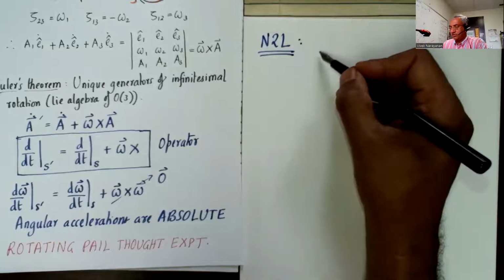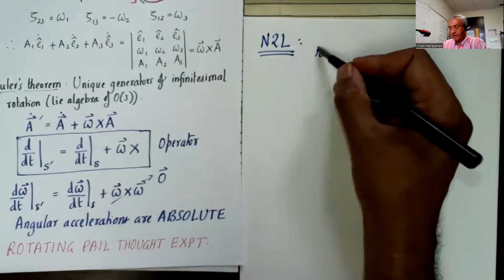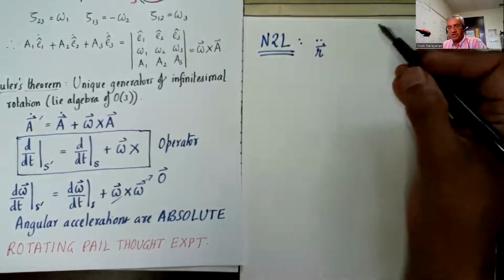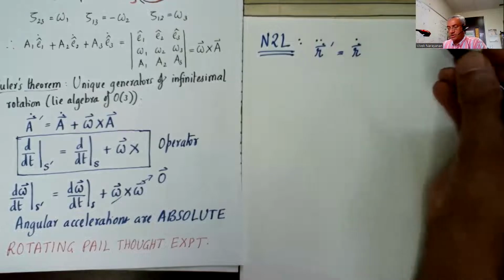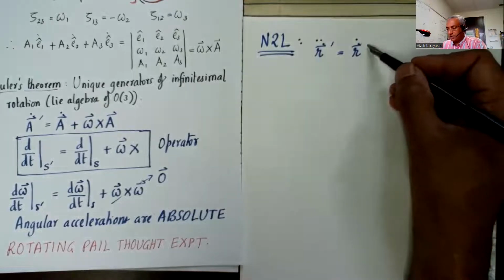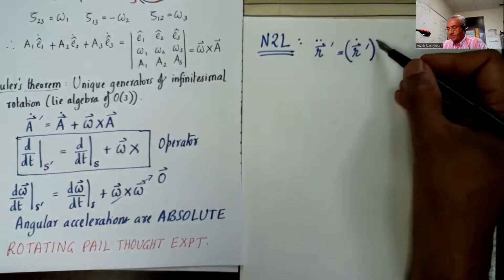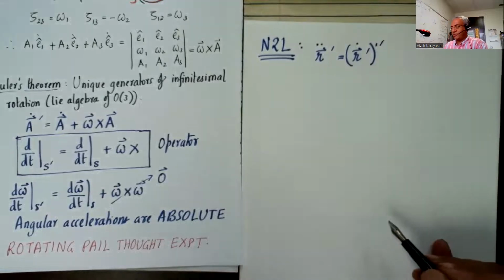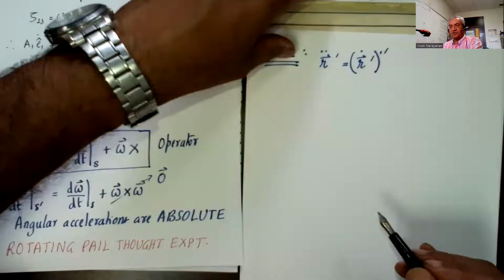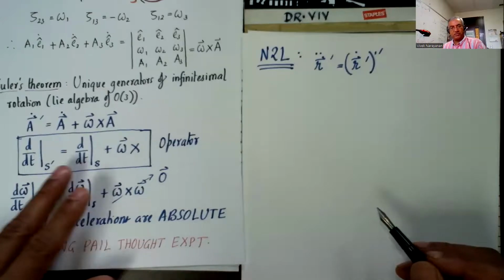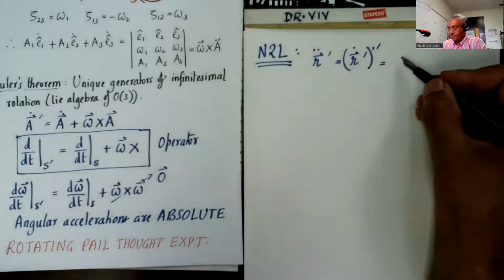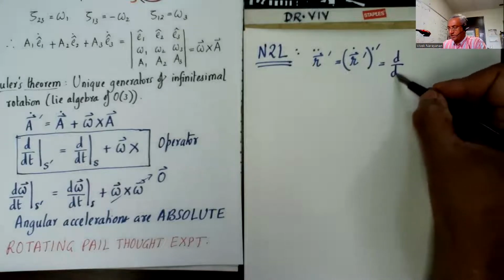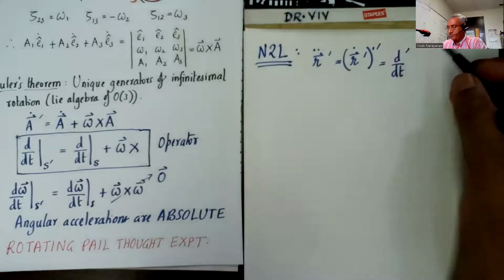Newton's second law is F equals ma. So we have to find the acceleration vector r double dot in the prime frame. Well, that's going to be r dot in the prime frame, and then another dot also in the prime frame. So each of these dots refers to that operator. So let's do that operator. So I get d by dt in the prime frame.